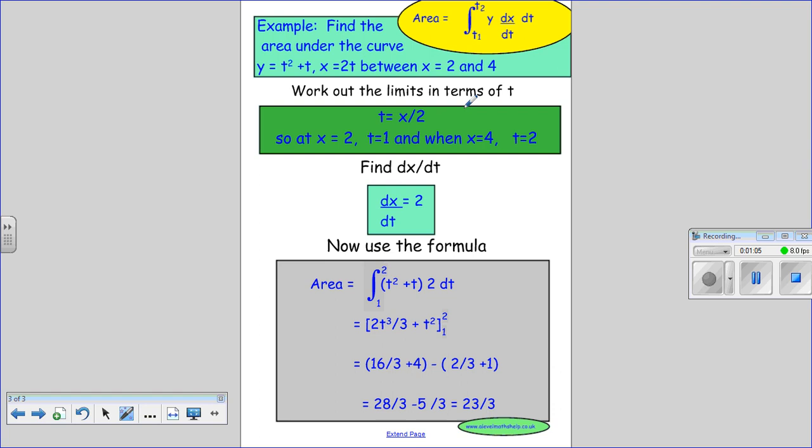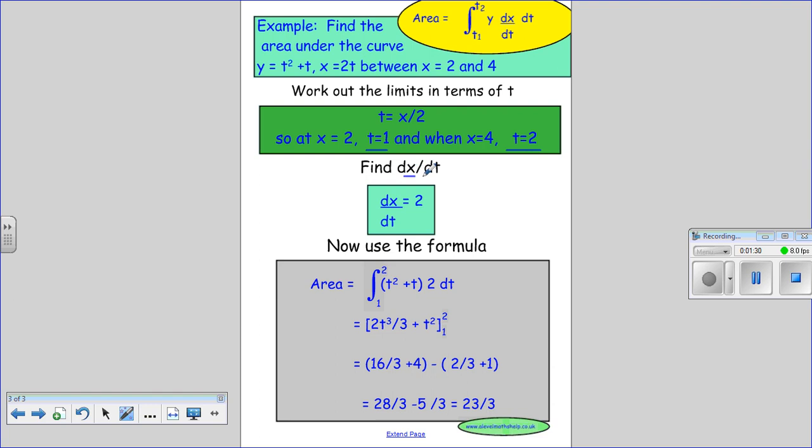So I want to find the limits in terms of t, and I've got them in terms of x. I'm going to use this formula here, but I'm just going to rewrite it to have it in terms of t. So t equals x over 2. I then substitute in my limits, so when x equals 2 and x equals 4. So when x equals 2, 2 over 2 gives me 1, t equals 1. And when x equals 4, 4 over 2 gives me 2. So I've got my limits.